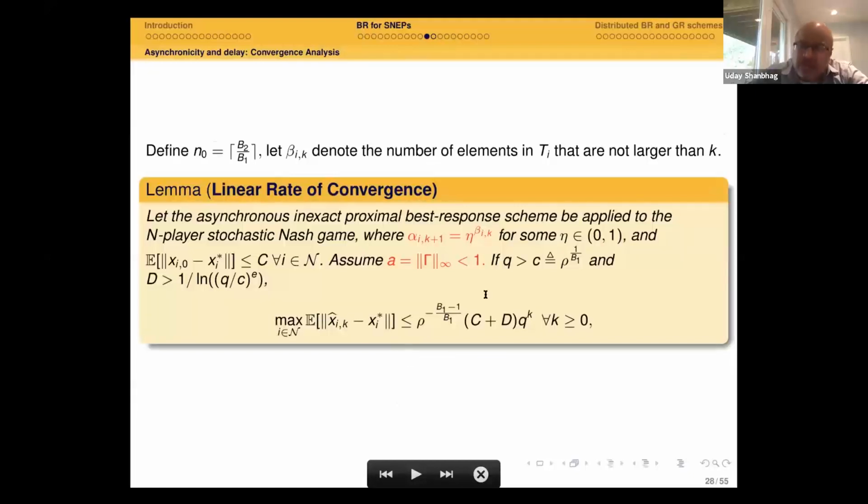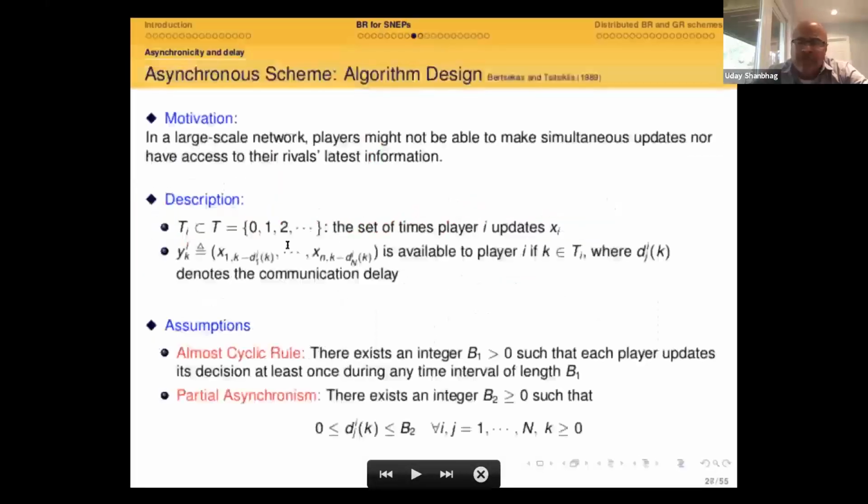Okay, so it turns out that you can again show a linear rate of convergence, but what you have is that the constant is afflicted by B1 and B2. Okay, and what are B1 and B2? If you remember, B1 represents the interval over which you have to update at least once, and B2 represents the bound of the delay.